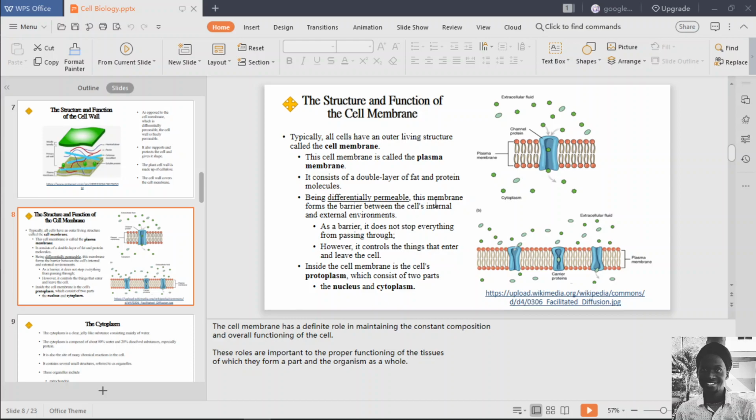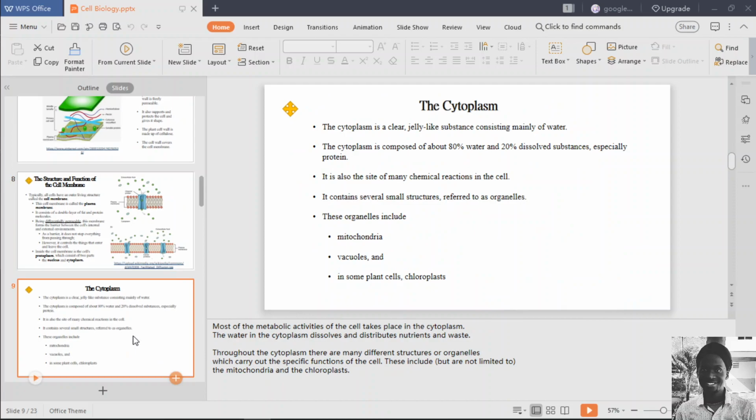It's important that you note that the cell membrane has a definite role in maintaining the constant composition and overall functioning of the cell. These roles are important to the proper functioning of tissues, of which they form a part, and the organism as a whole. Let's go in depth into the cytoplasm.